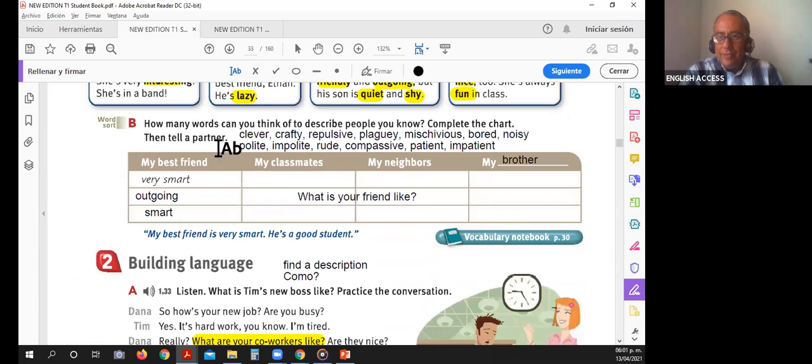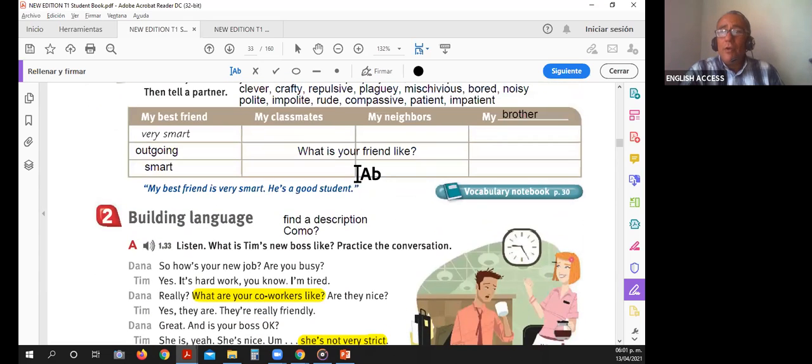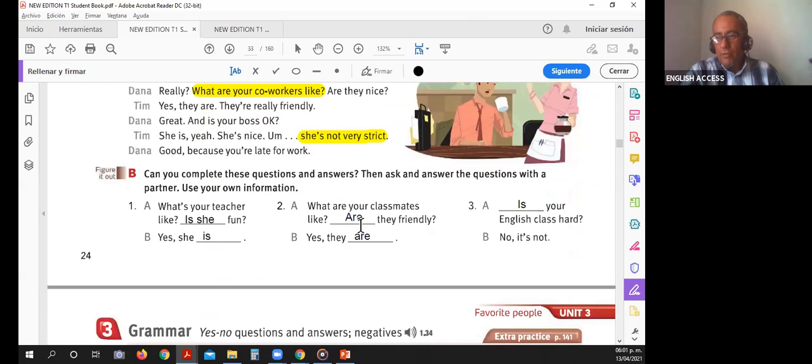Now, up to here, we have seen vocabulary about adjectives to describe personality. We have practiced a little bit more words that can describe people we know, like clever, meaning inteligente o abusado, crafty, que le gusta hacer manualidades, playway, que le busca hacer problemas, gracias Francisco, mischievous, travieso, bored, noisy, polite, impolite, and so on. There are many adjectives to describe people. We practice describing our classmates and neighbors, and here we complete these questions.